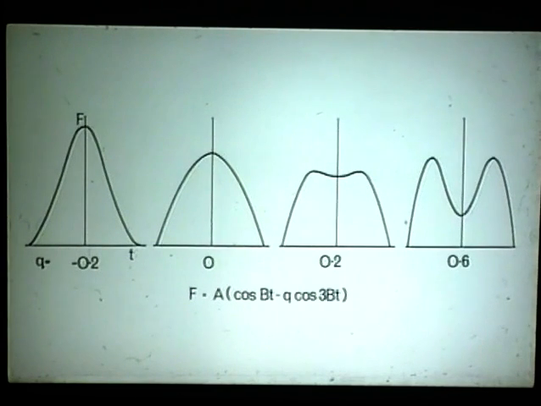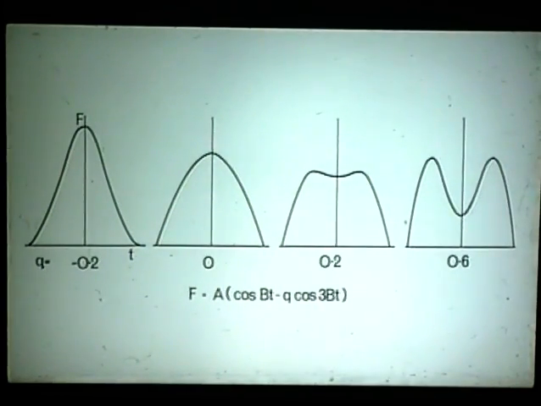In slow running, each foot is on the ground for about 0.35 of the stride, so the duty factor is 0.35. The other thing we want to be able to describe is the one-humped or two-humped patterns of force. So let's try a little trick. Let's look at this function here. F is equal to something times the cosine of an angle minus a constant q times the cosine of 3 times the angle.